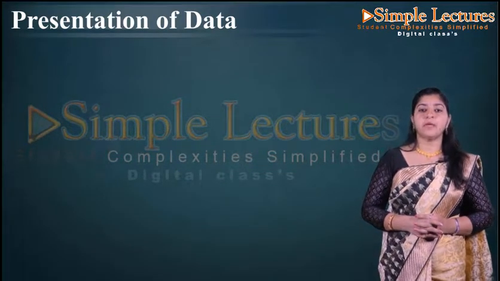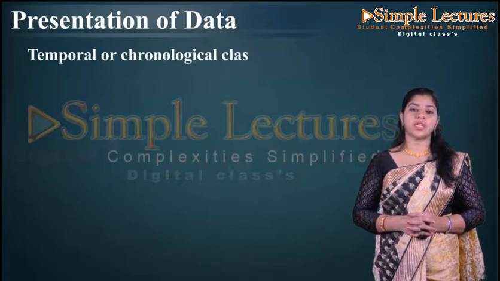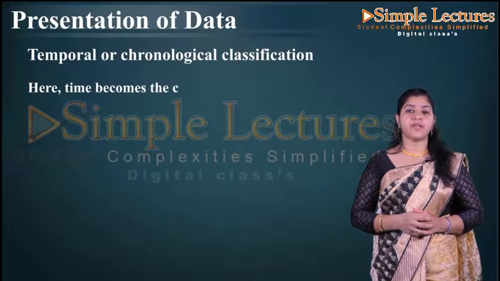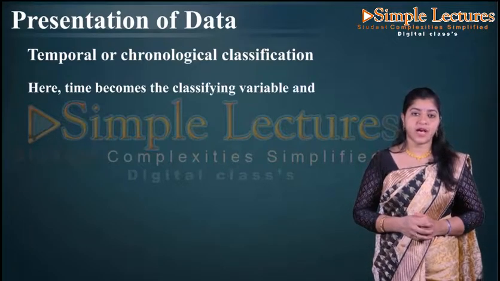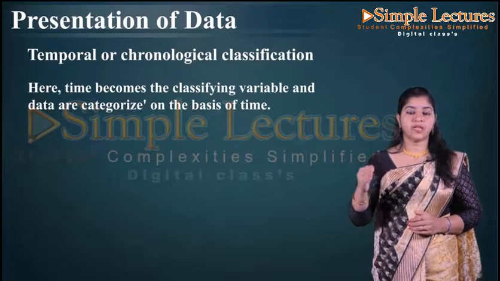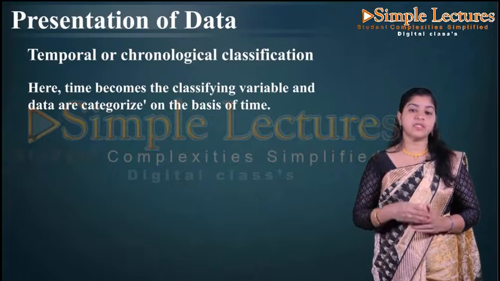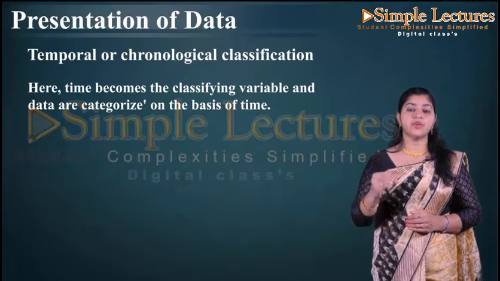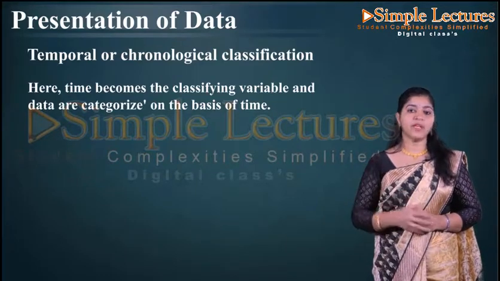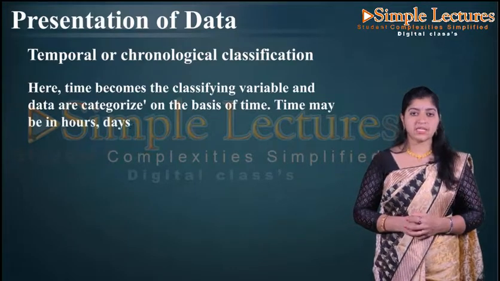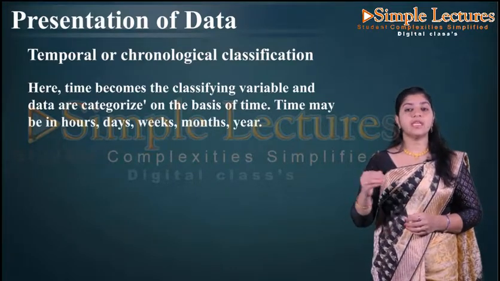Next is the temporal or chronological classification. Here time becomes the classifying variable and data are categorized on the basis of time. Temporal, chronological, we say it is according to the time. When we classify the data this way, it is chronological or temporal classification. Time may be in hours, days, weeks, months, years, etc.